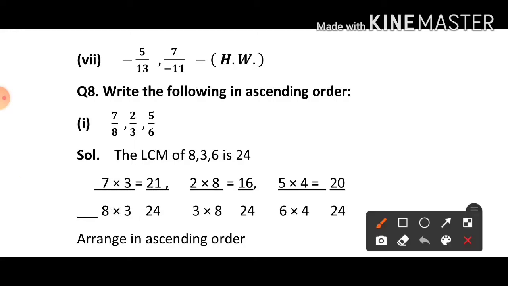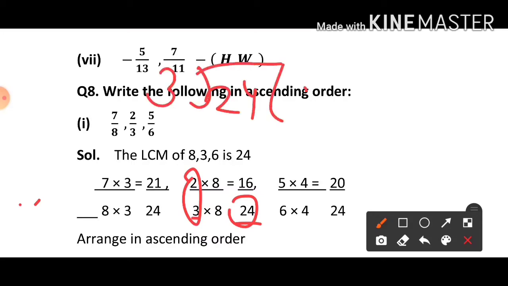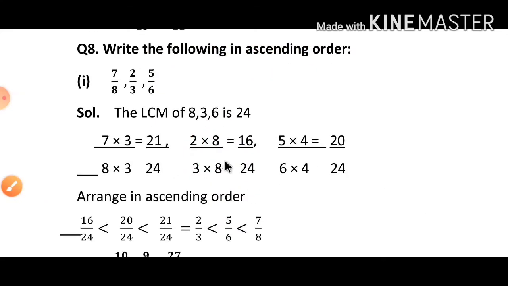Now next one, here it is given 2 by 3. Now check by which number we should multiply in 3 to get 24. So divide 24 by 3, 3 8s are 24. So multiply by 8 in numerator and denominator both. Same here. If you multiply 4 by 6, we'll get the answer as 24. So 5 4s are 20. So the rational numbers are 21 by 24, 16 by 24, 20 by 24.